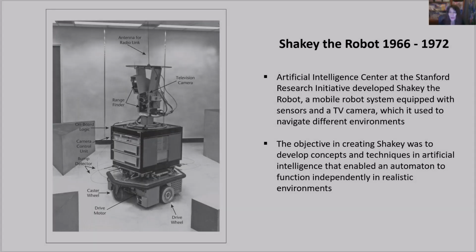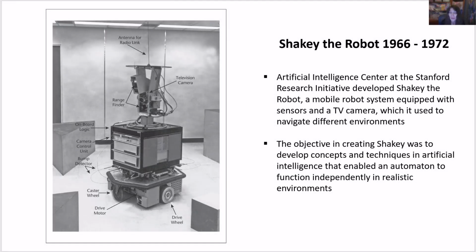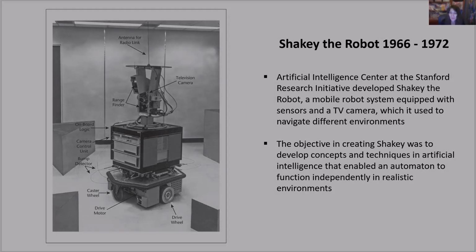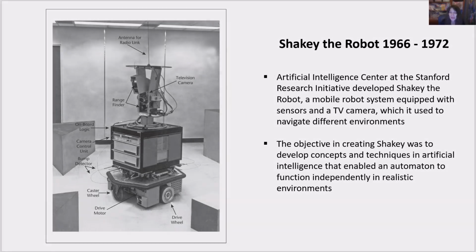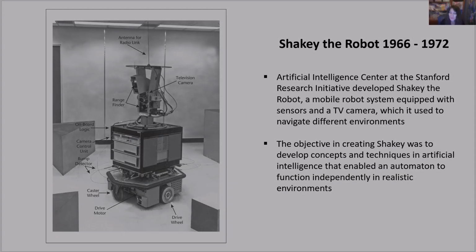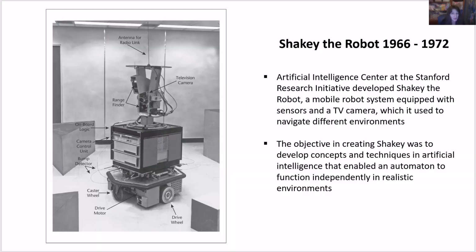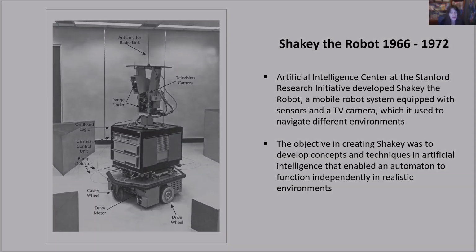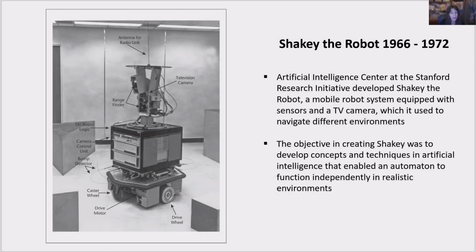During the period of 1966 to 1972, we see our first artificial robot. The Artificial Intelligence Center at the Stanford Research Institute developed Shaky the robot. It was a mobile robot system equipped with sensors and a TV camera, and it could navigate different environments. The objective in creating Shaky was to develop concepts and techniques in artificial intelligence to enable an automaton to function independently in a realistic environment. Think about the devices we have today, such as our vacuums and our cars.